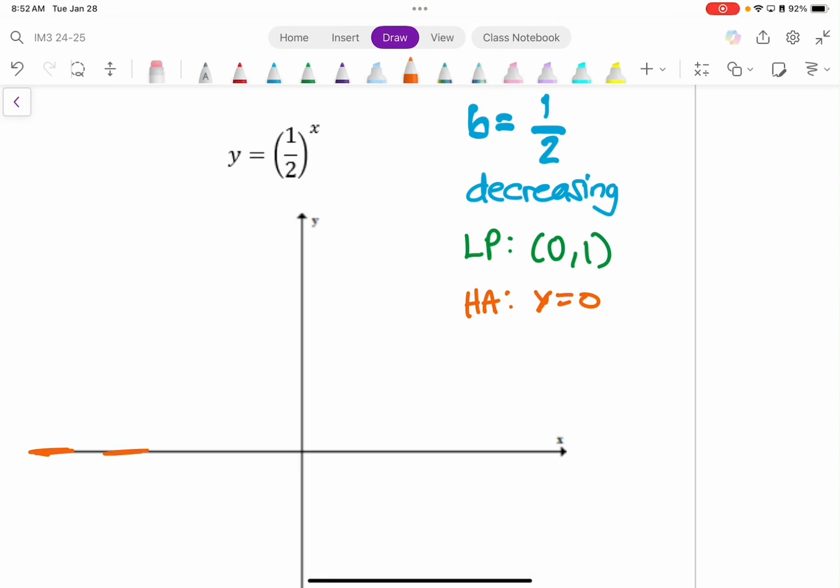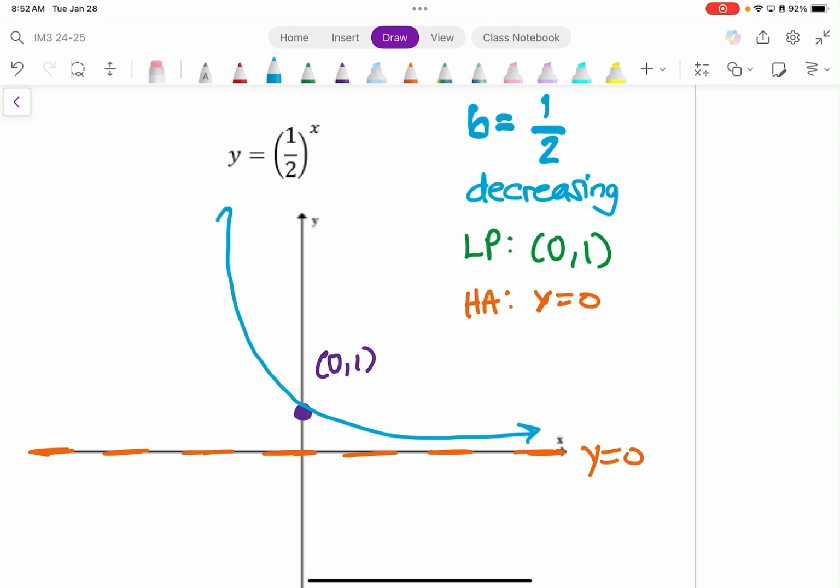So now that you want to sketch this, we'll begin by doing your horizontal asymptote, just a line through y equals 0, dashed line. Next, make a point through 0, 1. And then you want to go ahead and show the inverse. Instead of going from the bottom to the top, now we start from the top and we go to the bottom. So we're coming in from the top like this. You hit the locator point, and then you start to hug the x-axis.